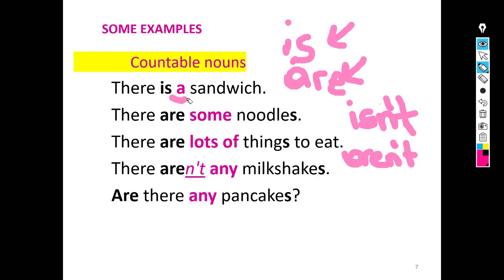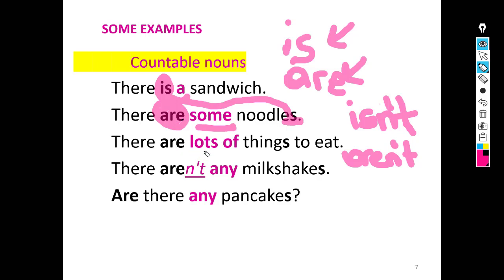But what are they? We can use only one thing. So it should be a singular form and I have to use is. Noodles, look at this, it is s. Yes, we add s after noodles. It means there are more than one. So I need plural form of be. Yes, there are some noodles. We cannot use a because it is more than one. Okay, so some noodles.